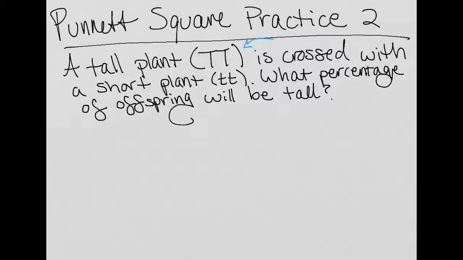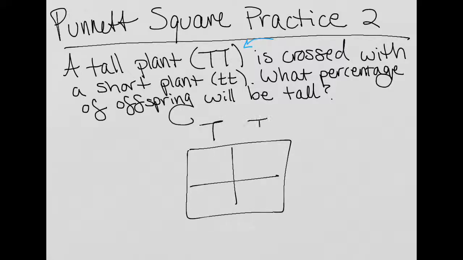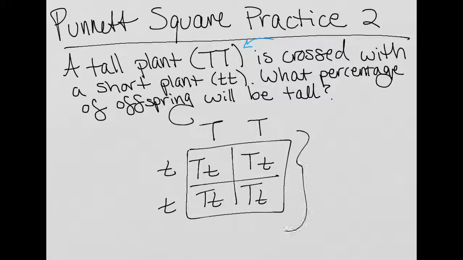Well, I set up my cross, 2 capital T's, 2 lowercase t's, and I fill it in. And then it turns out, looking at these, they all have a dominant allele, at least one. So 100% of offspring will be tall.